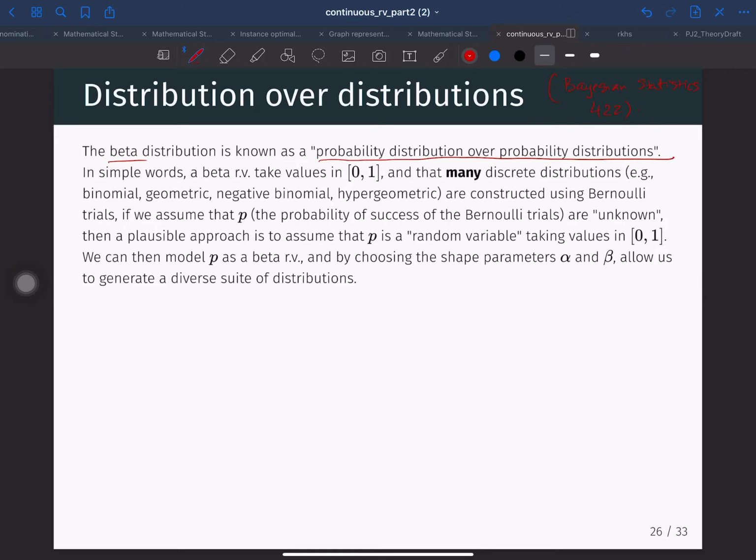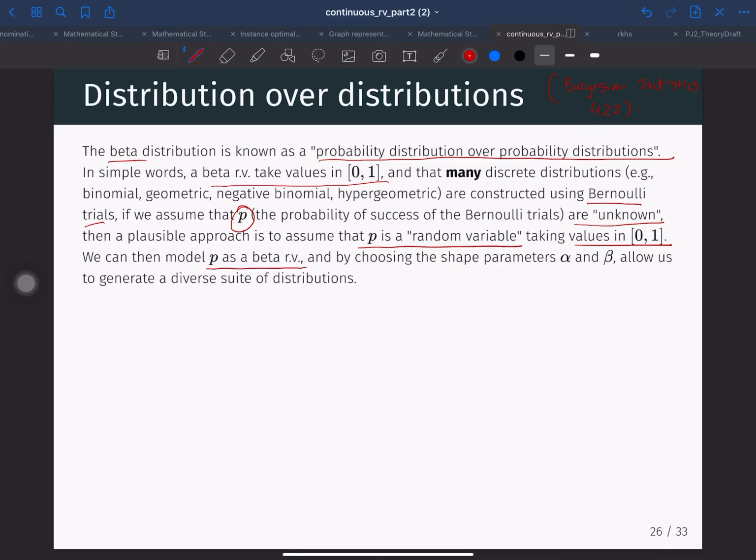A beta random variable takes values in [0, 1], and many discrete distributions, such as the binomial, geometric, negative binomial, and hypergeometric, are constructed using a sequence of Bernoulli trials. If we now assume that the probability of success is unknown, which in general it is, since we never know it and have to estimate it, we can model it by a random variable taking values in [0, 1]. Then, because the beta random variable takes values in [0, 1], we can model P as a beta random variable.